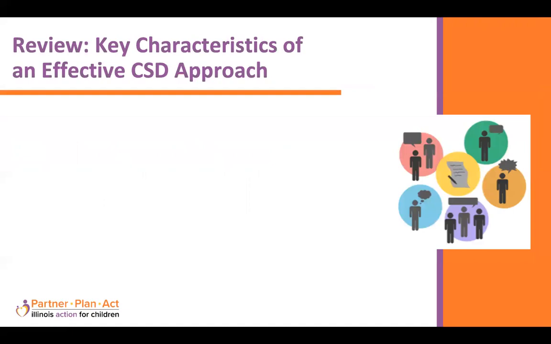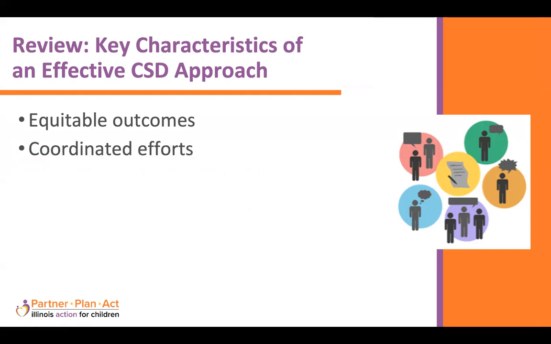Let's review the key characteristics of an effective CSD approach. Equitable outcomes are assured for all children in the community, regardless of race, economics, health, religion, or disability. All programs and services coordinate their efforts as partners. Everyone works to enhance the quality of the available community programs and services, not a couple of organizations.